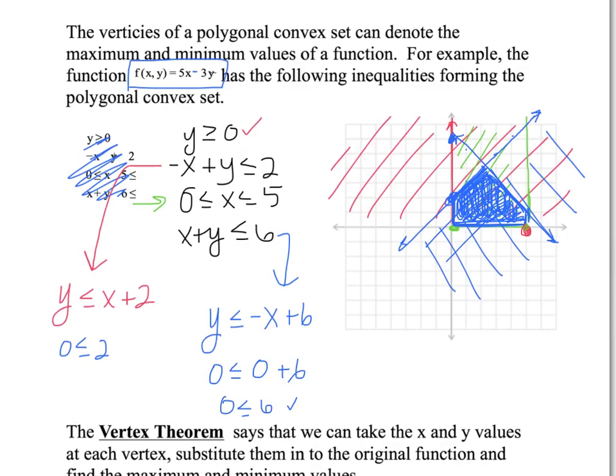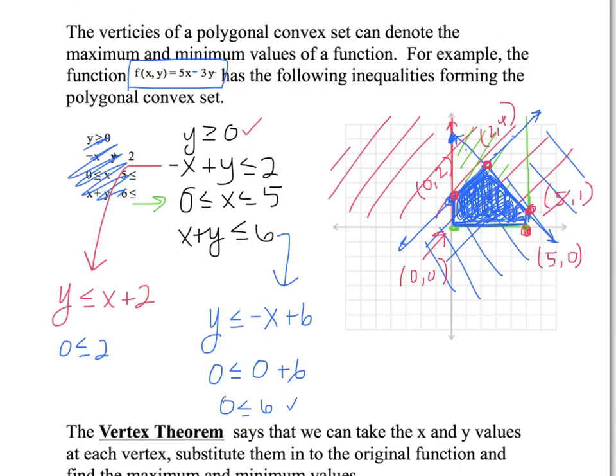So this vertex is the point 5, 0. This vertex is 0, 0. This vertex is 5, 1. This vertex right here is the point 2, 4. And this vertex here is the point 0, 2.